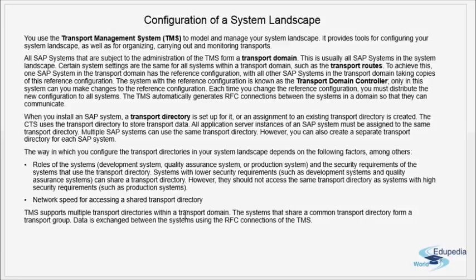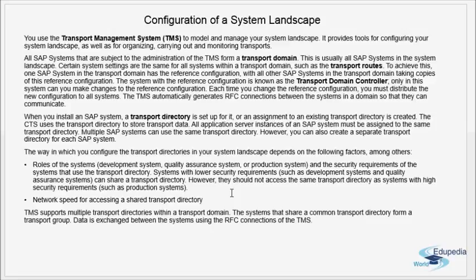Now, TMS supports multiple transport directories within a transport domain. In a transport domain you can have multiple transport directories because a transport domain has different systems. The systems that share a common transport directory form a transport group. Data is exchanged between the systems using the RFC connections of the TMS. Again, the systems sharing the common transport directory are known as a transport group.